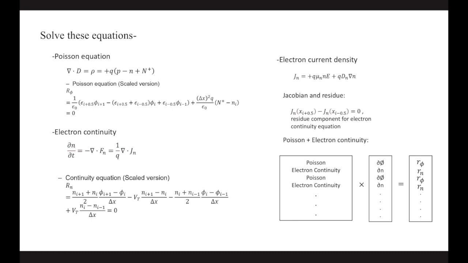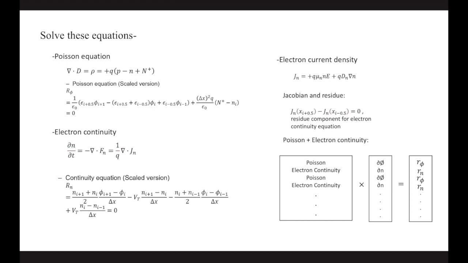Here in the continuity equation, the flux Fn is related to the electron current density. Now we need to express Jn in terms of electron density N and potential phi. So here for the electron current density Jn, we introduce it as a sum of drift and diffusion terms. After discretization of the current density equation, we have the residue component for the electron continuity equation.